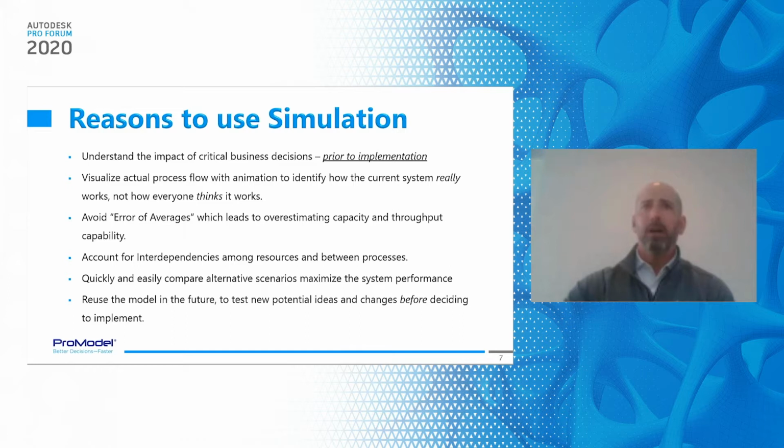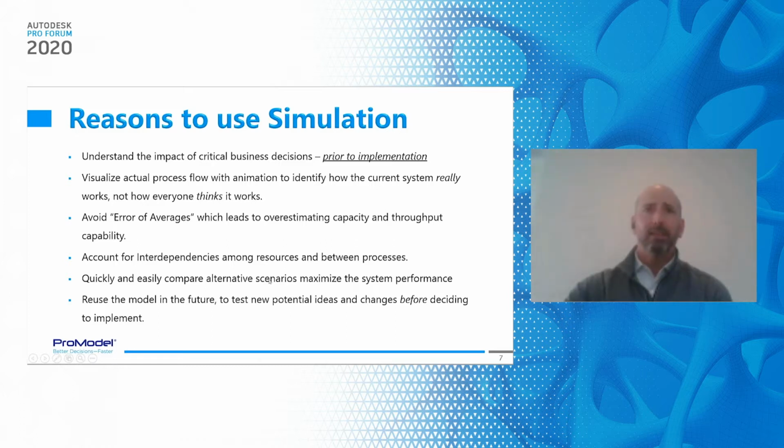It allows you to avoid the error of averages, which always leads to overestimating capacity and throughput. Simulation takes into account variability around cycle time, around downtimes, around setup times. It allows you to capture the range of how a process may perform, and it accounts for interdependencies among resources and process steps. When you combine that variability and interdependency, it allows you to understand the impact of variability as it compounds through a complex process.